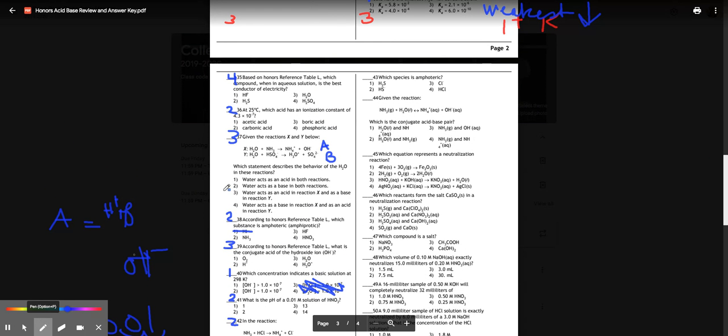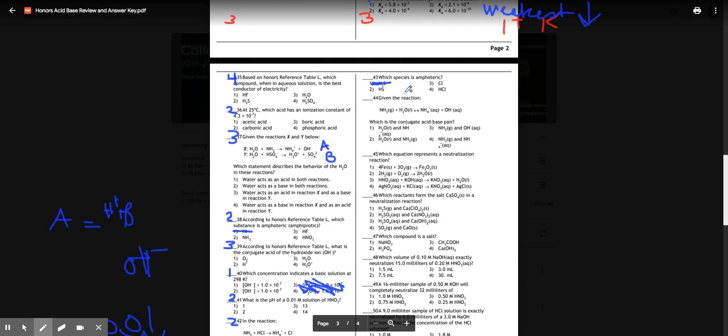Amphoterism again, so you need to exist on both sides of Reference Table L in the Honors Physical Setting. H2S, I don't, okay, it's on the acid side. I don't see it on the base side. You need to be looking at Honors Reference Table L. If you don't, you're not going to be able to see this.